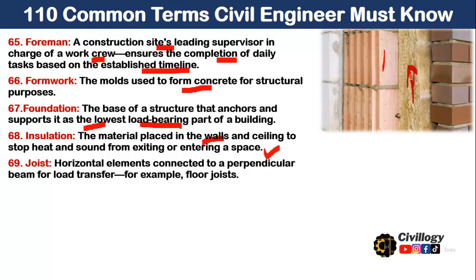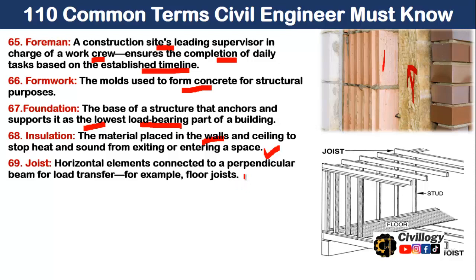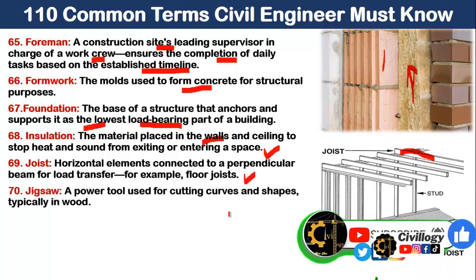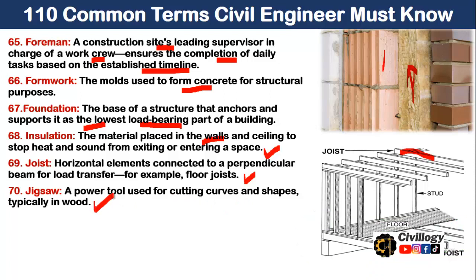Joist. What is joist? Horizontal elements connected to a perpendicular beam for load transfer, for example floor joists. As you can see over here, these horizontal members are called joists. Jigsaw, a power tool used for cutting curves and shapes, typically in wood, is called a jigsaw.